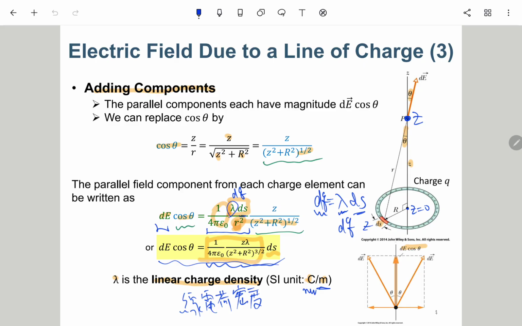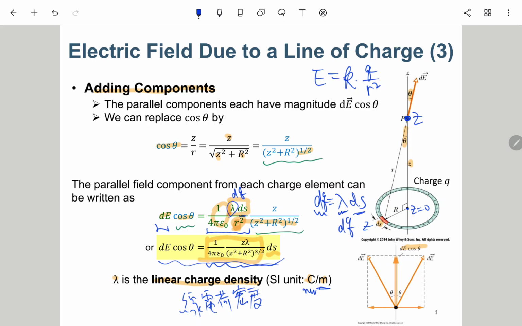So there will be two parts. Of course, cosine of theta is actually this one. I suppose you should be able to know that, right? For the dE, originally it was E equals k, where 1 over 4 pi epsilon I just write as k, times Q over r squared. Originally the expression is like that.